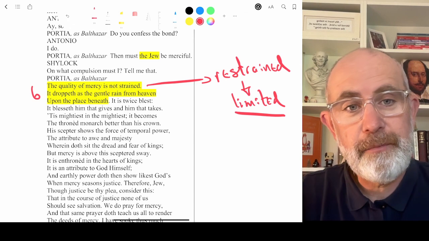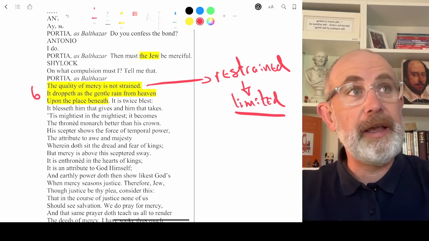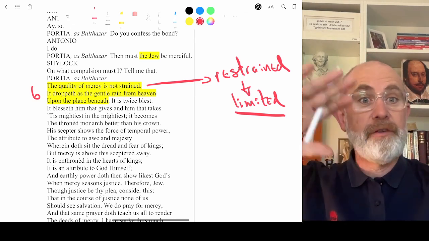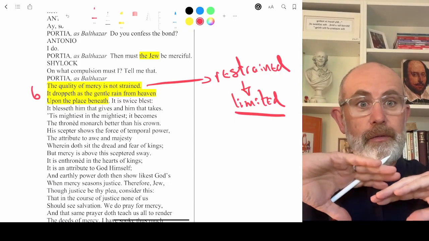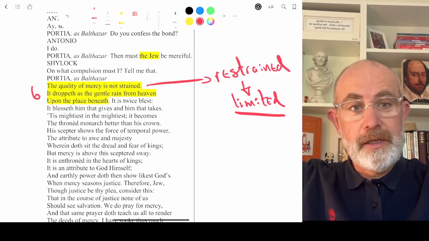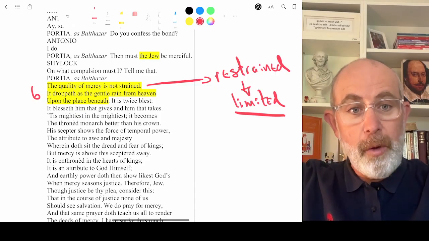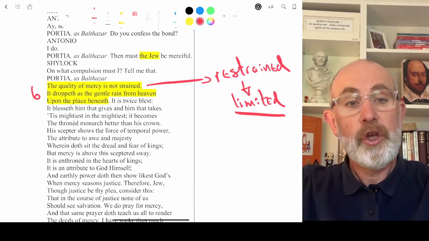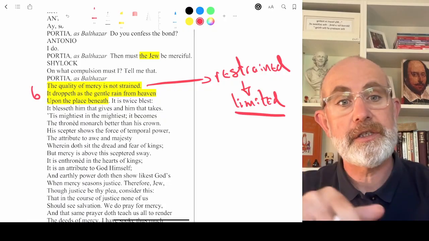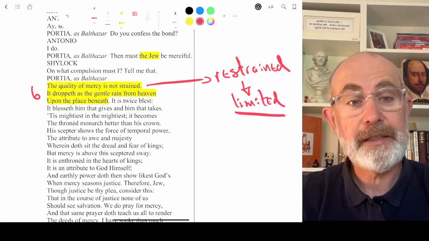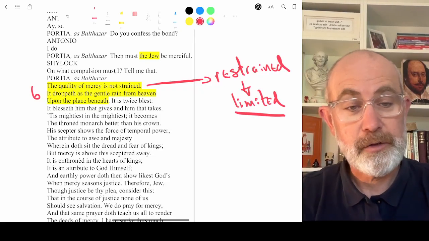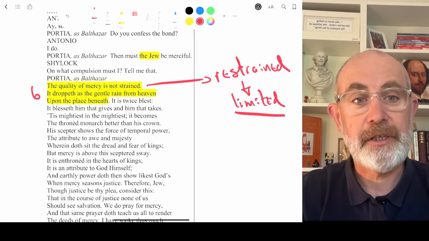And when she says the quality of mercy is not strained, and then she compares it to rain dropping from heaven, if rain drops from heaven, it doesn't drop in one drop. It drops in a torrent. What she's saying is that mercy is unlimited. In other words, no matter what the offense caused, you can find mercy. It is possible to forgive anything. That's what she's saying. It's a wonderfully catchy line.